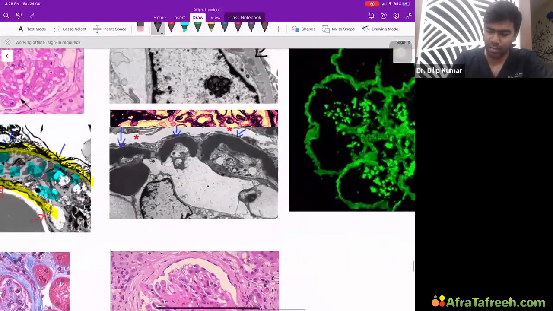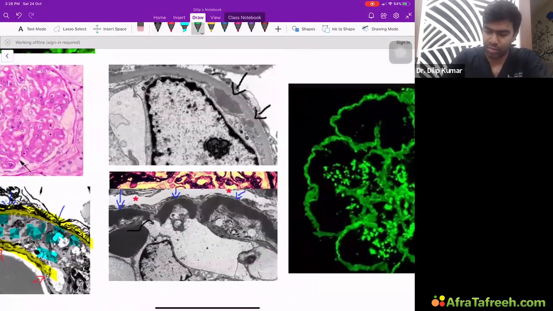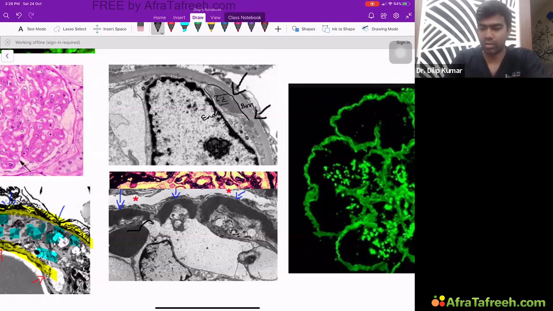And this is an example of a subendothelial deposit, which you can have a look at. Subendothelial deposit, underneath the endothelium. So this is the basement membrane. Maybe I can draw here. This is the basement membrane and this is the capillary endothelial cell, and you can see it is between the basement membrane and the endothelium. So this is a subendothelial deposit to start with.